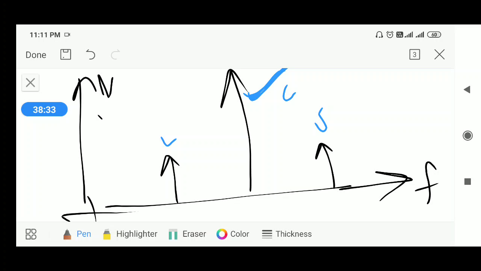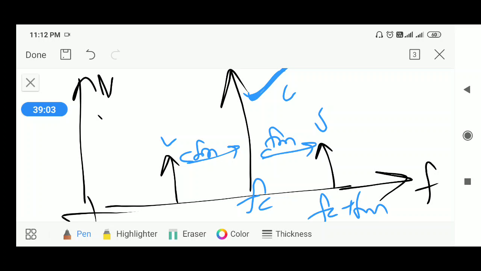The carrier component frequency is Fc. When the carrier is modulated by the modulating signal, it shifts the carrier by an amount of Fm. This gap is Fm. Equally they are shifted, that is why Fc plus Fm on the right-hand side is the upper sideband frequency, and Fc minus Fm is the lower sideband frequency.